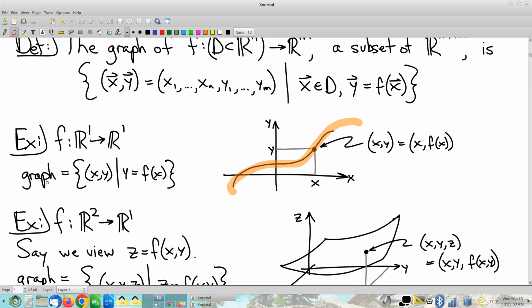So again, two different ways to think about a graph. In practice, most of the time, I tend to like this one, where a graph is what you get when you choose to set the output values equal to a new variable. Everything else kind of follows from that.